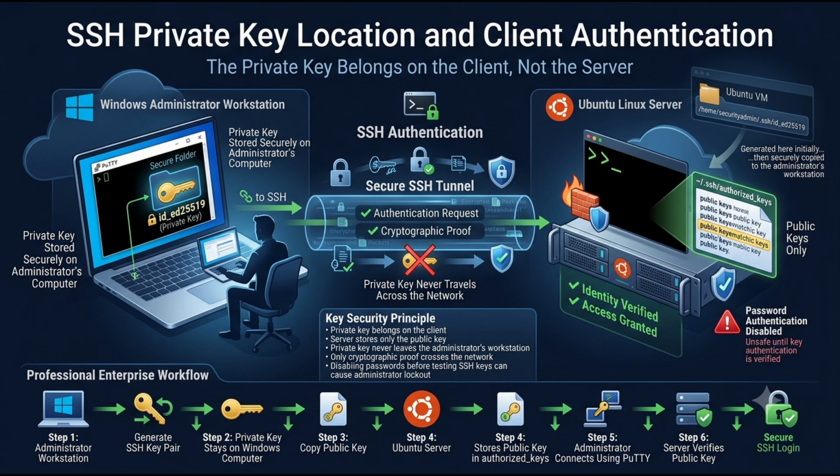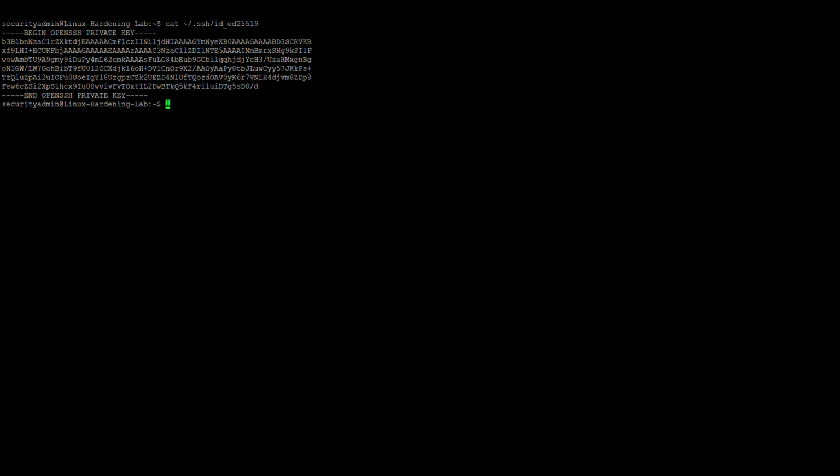For learning purposes, we generated the SSH key pair directly on our Ubuntu server so we could understand how SSH keys work. Now we'll securely transfer the private key to our Windows machine so PuTTY can use it for authentication. The first step is to display the contents of the private key. I'll run the following command: cat ~/.ssh/id_ed25519. This command simply displays the contents of the private key file. I'll carefully copy the entire key, including the beginning and ending lines.